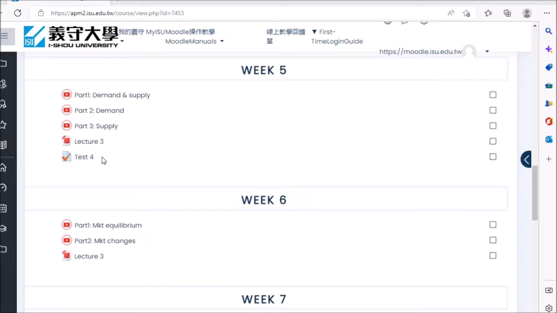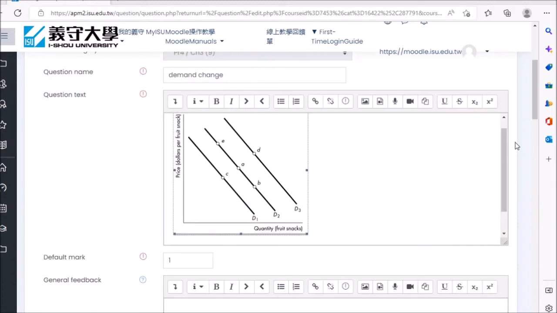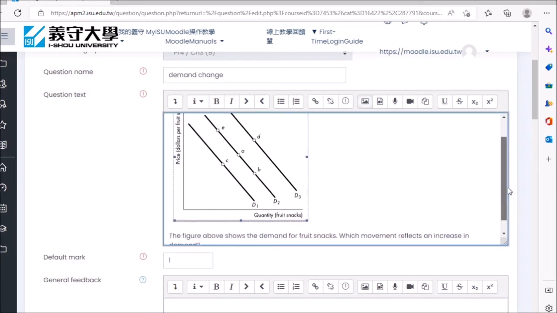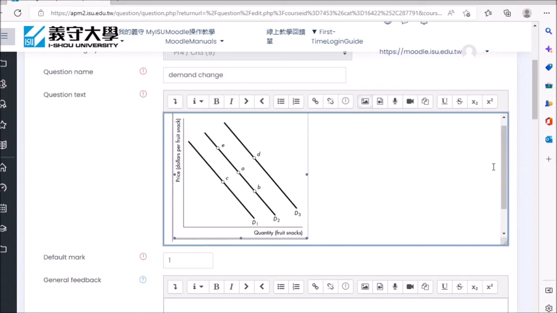Having covered the first half of the chapter on supply and demand, let's have a look at the answers to the test questions. Here's the first question. We have demand curves here, and the question is which of the moves reflects an increase in demand. Increase in demand is a shift to the right.